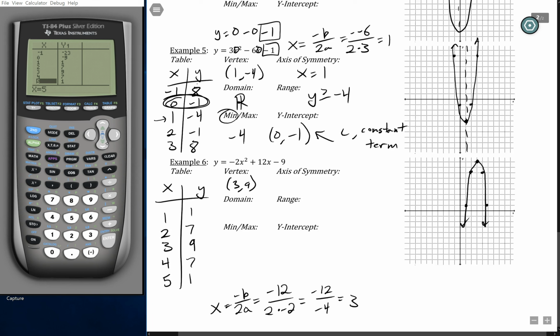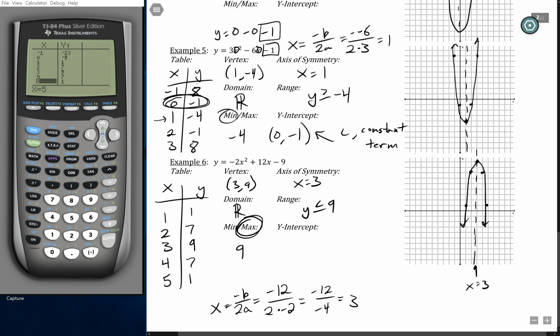Okay, downward-facing parabola. Nice. So the axis of symmetry, remember, it's going right through the middle of the parabola, right through the vertex. The axis of symmetry in this case is right at 3. And how could I have known that? Well, what's the x-coordinate of the vertex? It's 3. What was the axis of symmetry up here? 1. What was the x-coordinate of the vertex? 1. So that's kind of a useful trick you can use. The domain, as always, is all real numbers. Range, since my maximum is 9, my vertex, the range, since the parabola goes down from there, is going to be less than or equal to 9.